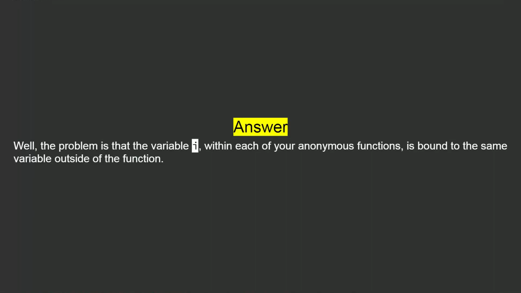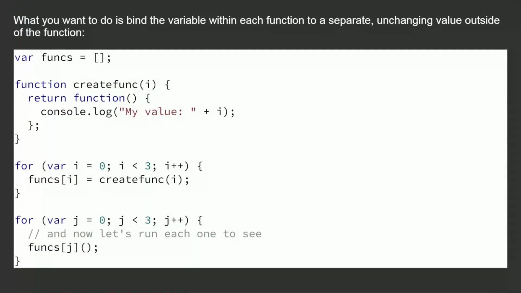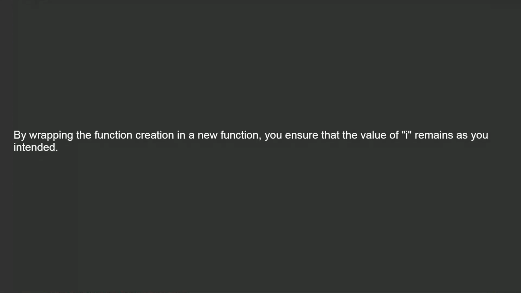Well, the problem is that the variable i within each of your anonymous functions is bound to the same variable outside of the function. What you want to do is bind the variable within each function to a separate, unchanging value outside of the function. By wrapping the function creation in a new function, you ensure that the value of i remains as you intended.